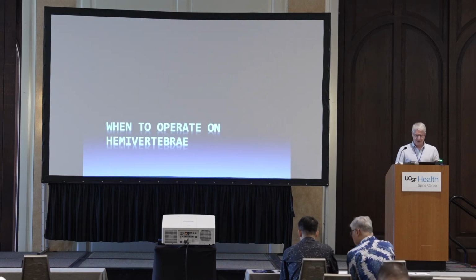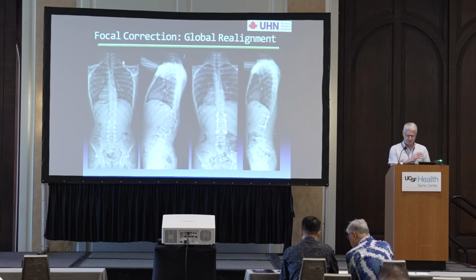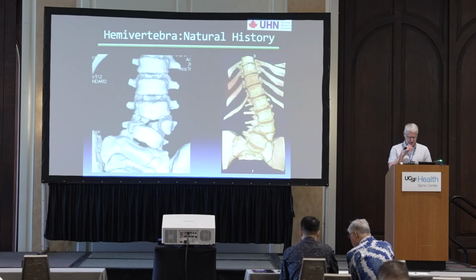So when should we operate on these hemivertebras? Well, here's a case of a congenital. You can see really no global deformity, but really interesting global decompensation. You can see that there's thoracic lordosis, lumbar hyperlordosis to compensate for a focal problem. And then you can see we just correct the deformity, and the kyphosis comes back, the lordosis comes back, and basically a global alignment.